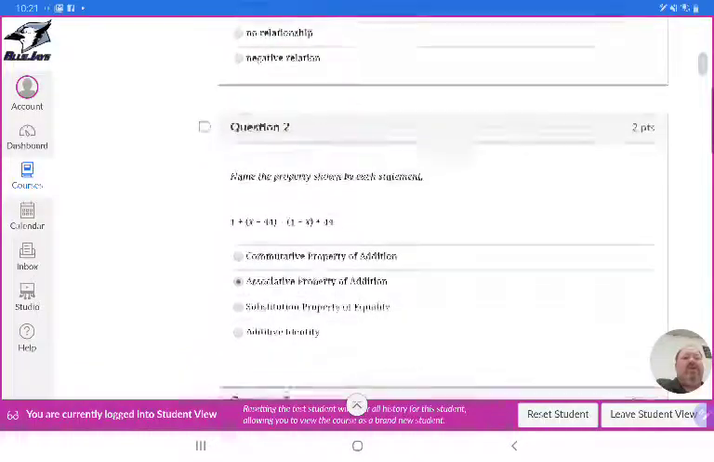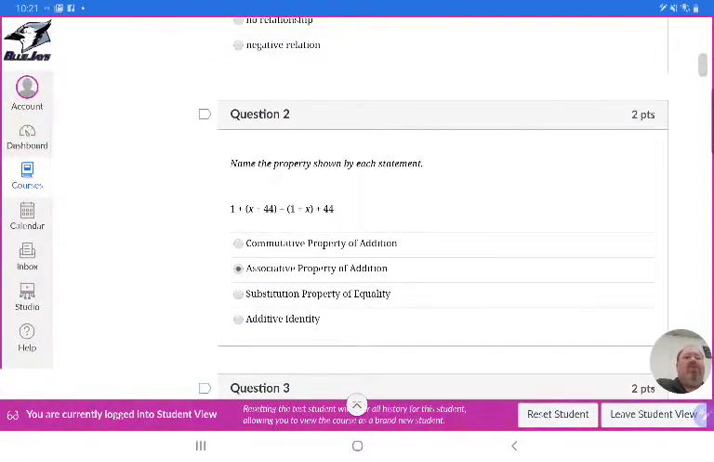Question 2. It says name the property shown by each statement. So in that statement would be commutative property of addition, associative property of addition, substitution property of equality, or additive identity. What do you think? It'd be the associative property of addition.